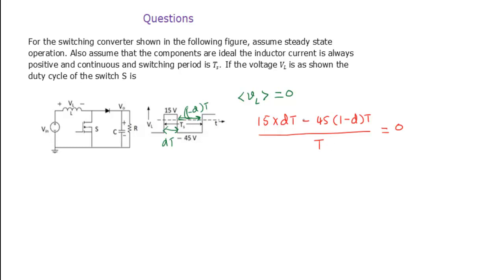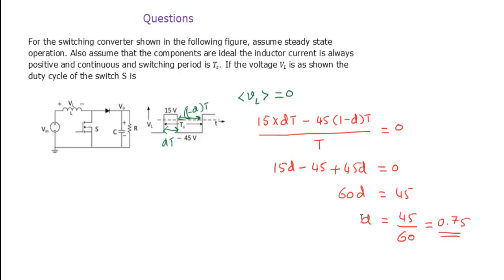So T gets cancelled, and you will have 15d minus 45 plus 45d equal to 0. So you can see that 60d equal to 45, then d equal to 45 divided by 60, that's it. That's nothing but 3 by 4, which is 0.75. That's the duty ratio.